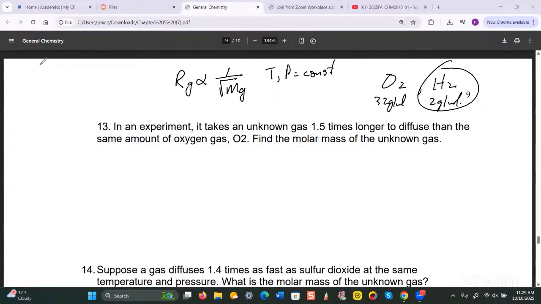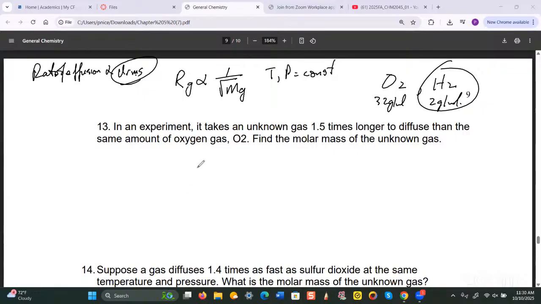Also, I want to say that the rate of effusion is basically proportional to the root mean squared speed of the gas, all right? So basically, you can use this as one way of measuring the rate of effusion of a gas. Okay, so with that said, let's look at question number 13.